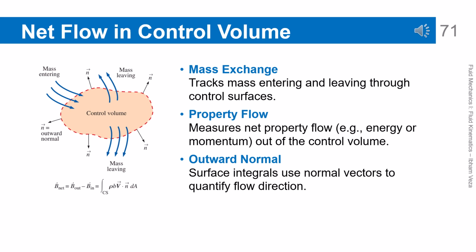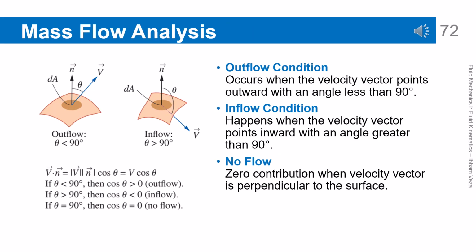With this approach, mass, momentum, and energy balances can be written in a general form. This concept forms the basis of all control volume-based conservation equations. Mass flow analysis. Outflow occurs when the velocity vector makes an angle less than 90 degrees with the outward normal. Inflow occurs when the angle is greater than 90 degrees.